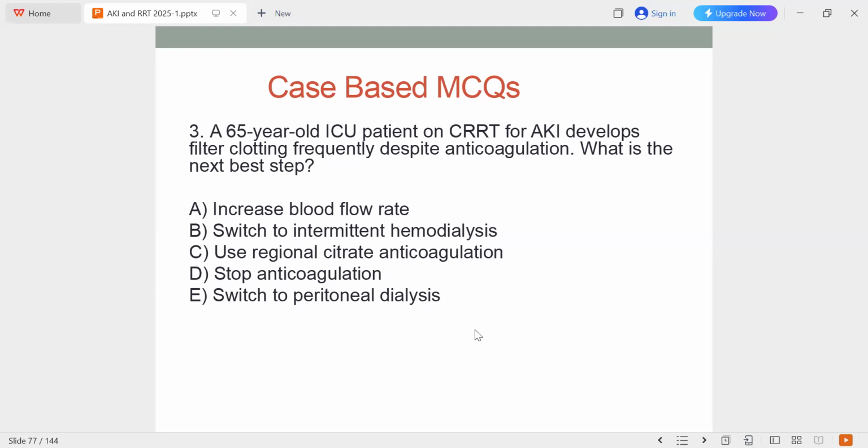C. Any attempt? Can you hear me? C. Who said C? Why C? I want to know why you said C. Hello? Okay, C is correct. I just want to know the rationale behind your C.